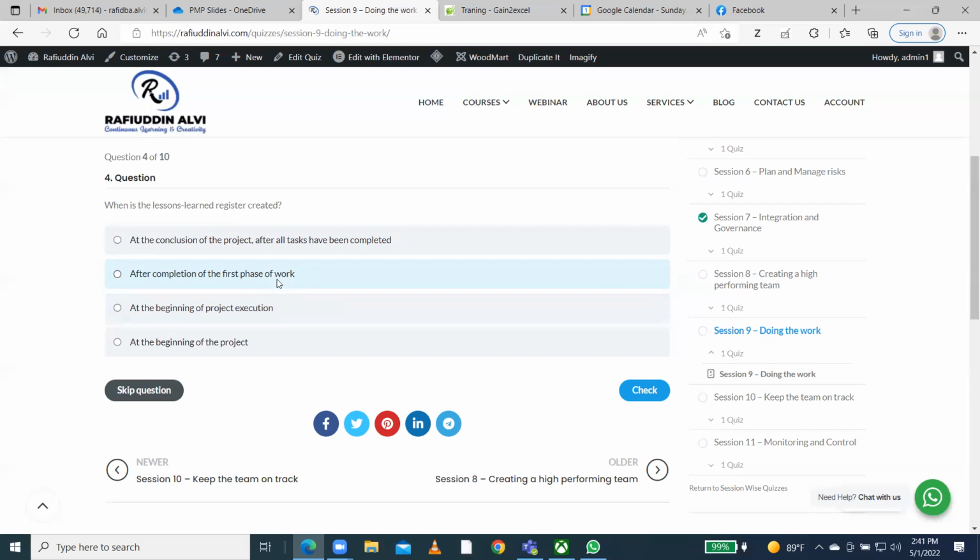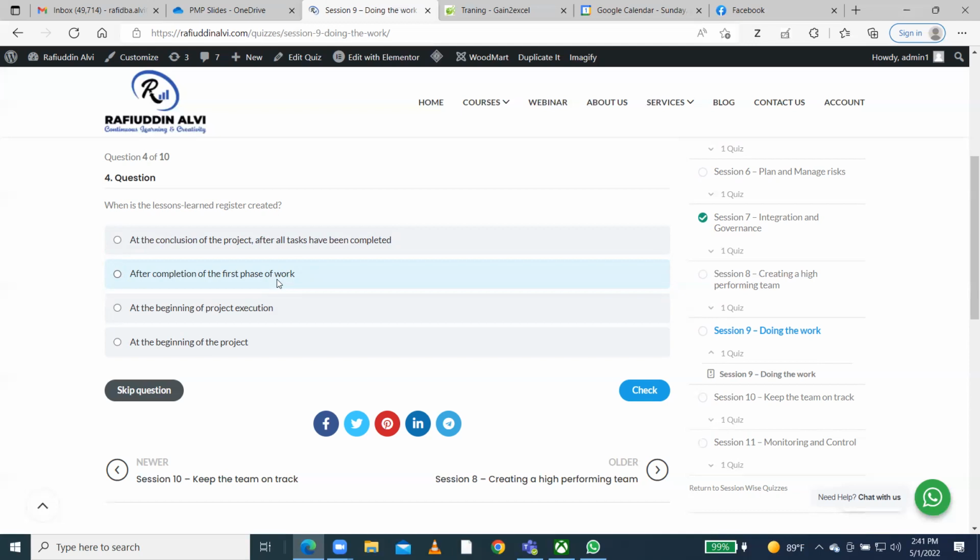First phase of work means, let's say, what exactly does it mean? I think it's a made-up term. After completion of first phase of work, what is this actually? There's nothing called the first phase of work. In execution, the first phase of work, or what exactly? You're getting the point.